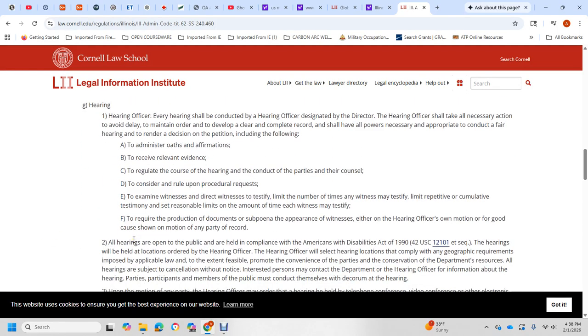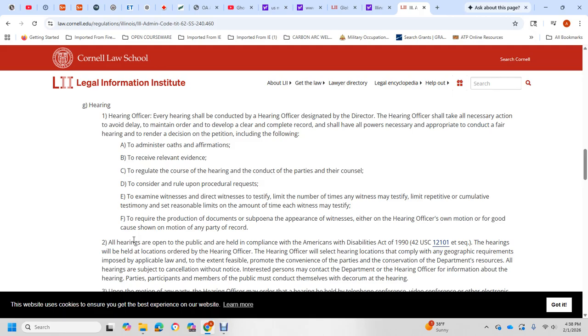The hearing shall be conducted by the hearing officer or the director. The hearing officer shall have the necessary authority to take action and avoid delay, maintain order, and develop a clear and complete record, with all the powers necessary and appropriate to conduct a fair hearing and render a decision on the petition, including the following.